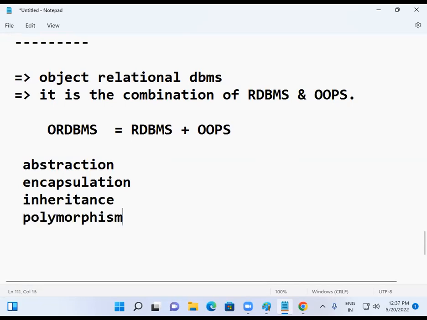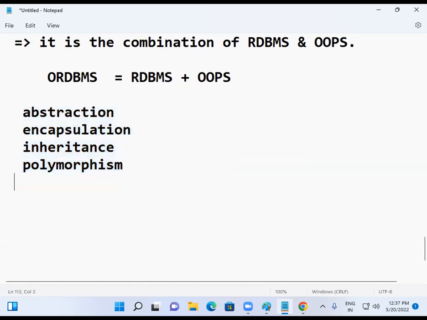Okay, polymorphism. So these are all the main concepts of what? All these concepts were introduced mainly for two reasons. What are the two? One is security. Another one is reusability. Actually, the main concepts of OOPS are two: security and reusability.